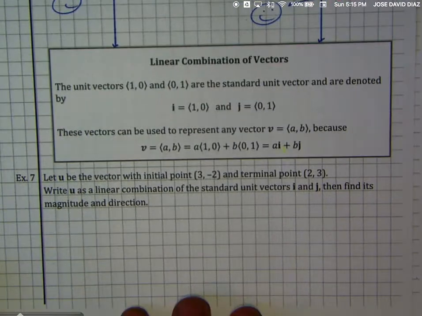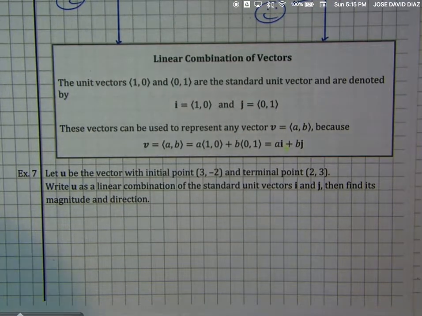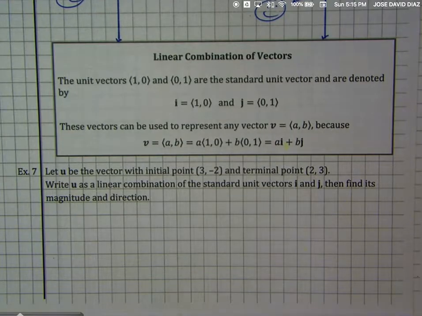Go ahead and copy it down or paste it from your cutouts. And example number 7. And we'll continue once you're ready. Excellent.